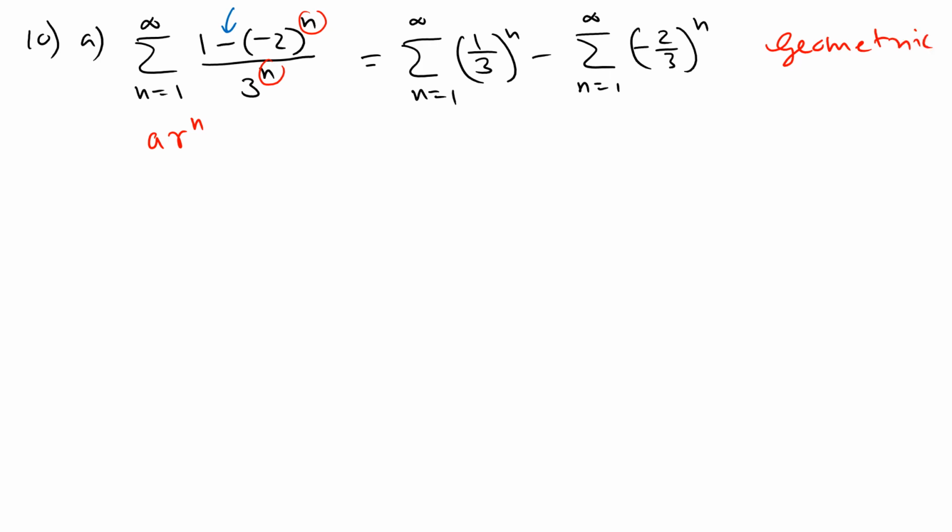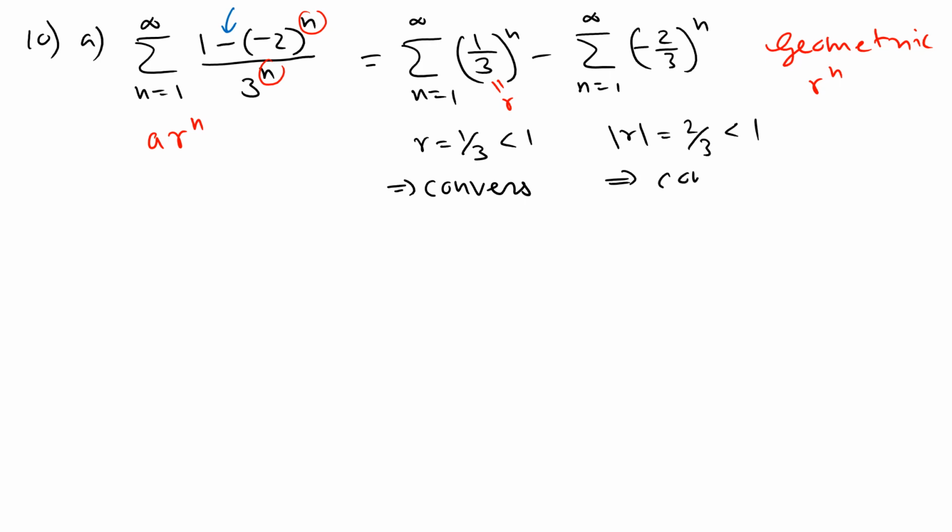And you have a is 1, so you have the a r to the n format. In the first one, you can see that r is 1/3, which is positive and less than 1. That means the series converges. So the first one is going to converge. For the second one, you look at the absolute value because it's negative, and you can see it is 2/3, which is also less than 1. So the second series also converges. Since both converge, if you have two converging series, you can add them, and this is going to converge.